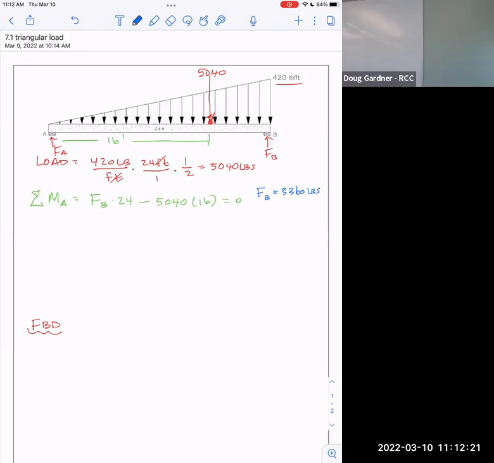And now I could do, and I won't write this down, the sum of the forces in Y. So if I went 5,040 minus 3,360, that'd give me the force at A. So I think I'll just write it in here, which is 1,680. So indeed, they are both working together to be 5,040 pounds, but force B, as predicted, would be larger.